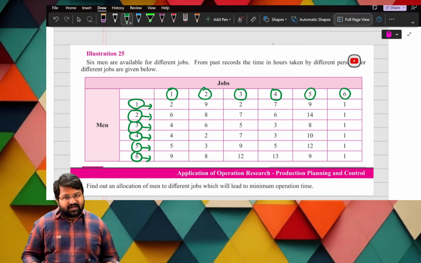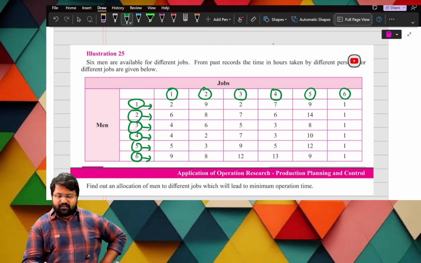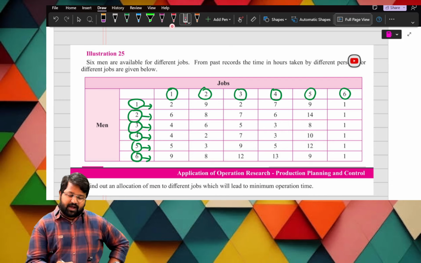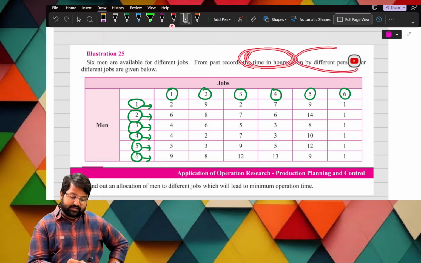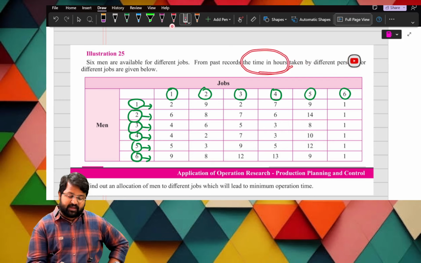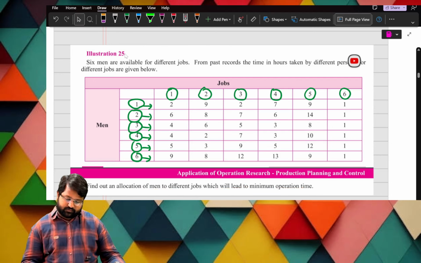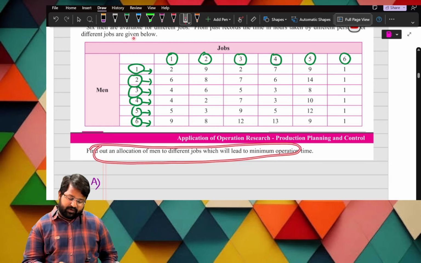Then how do we decide whether it is a maximization model or a minimization model? See the question. There are 6 men available for different jobs. From the past records, time in hours is given for different persons, the time taken to do a job. Find out an allocation of men to different jobs which will lead to minimum operation cost. What is it asking? It is asking to find out an allocation of men to different jobs that leads to minimum operation time.